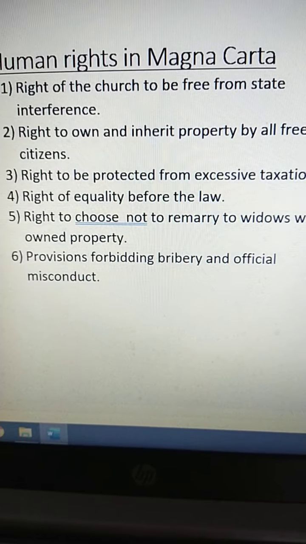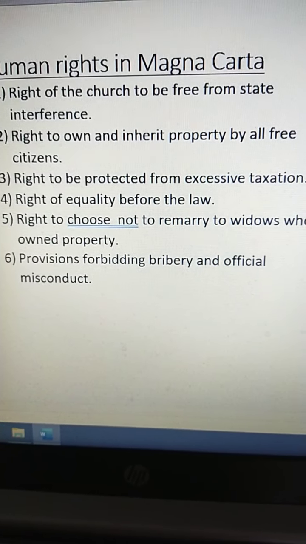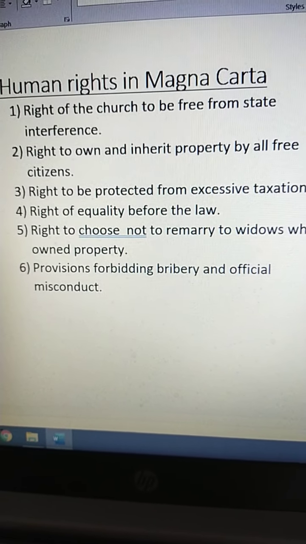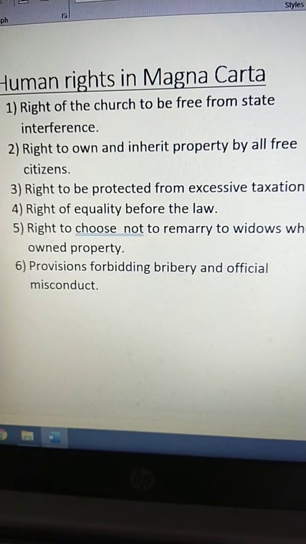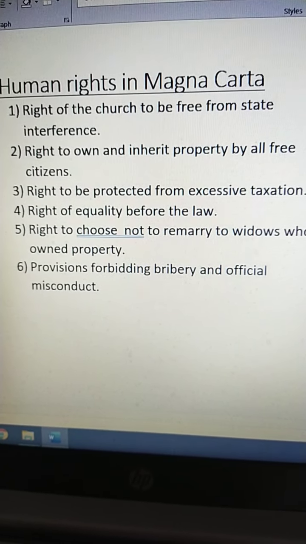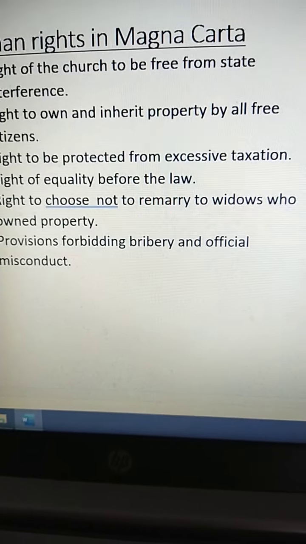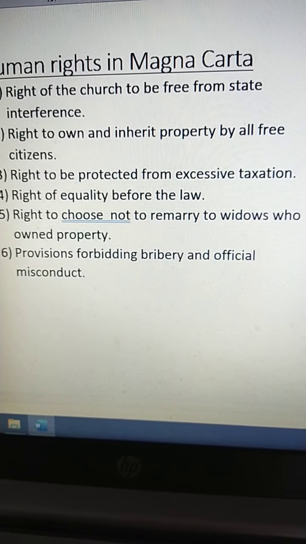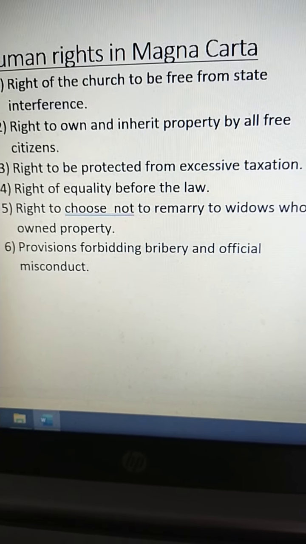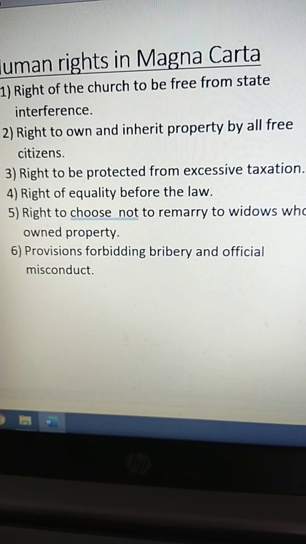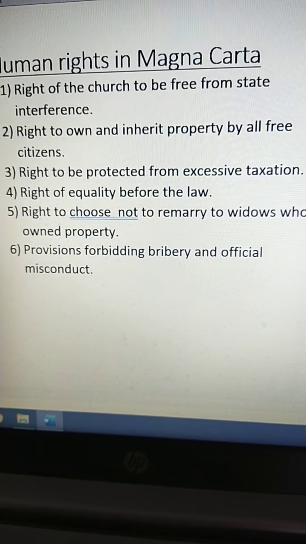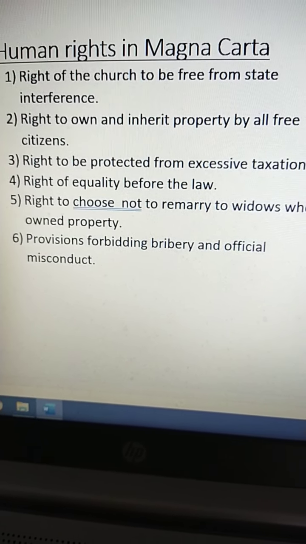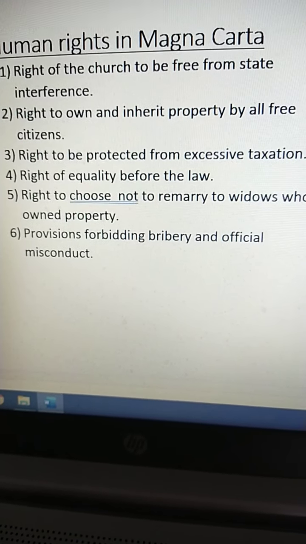The next right was the right to choose not to remarry for widows who own property. It was a general custom for widows to get remarried, and sometimes society forced them to remarry. This Magna Carta provided those women a free opportunity to choose for themselves whether to marry or not to marry. Now, this is a social protection for women, a special provision for women, which says that even in those ancient times, Magna Carta had some feminist provisions.